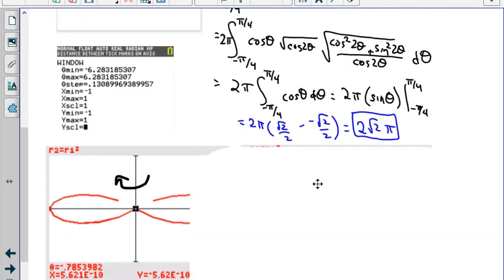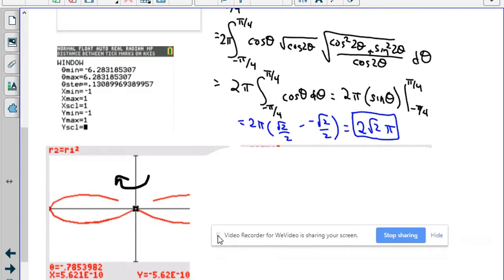So I do a little bit more calculating and simplifying and integrating, and I end up with 2 pi times root 2 over 2 minus negative root 2 over 2, which ends up being 2 root 2 pi. And I hope you've enjoyed calculus videos this year.